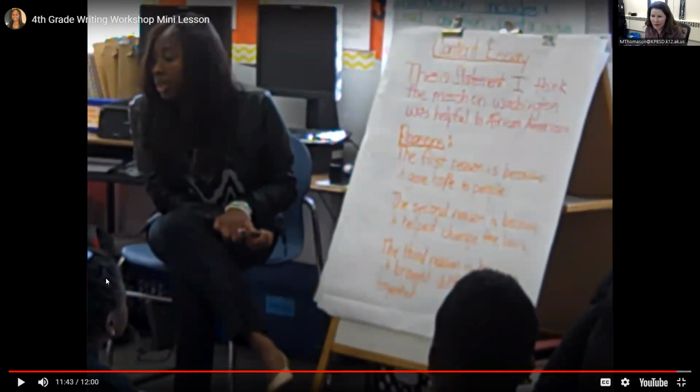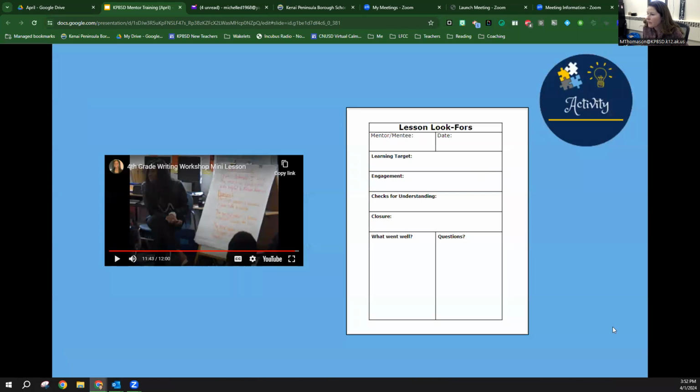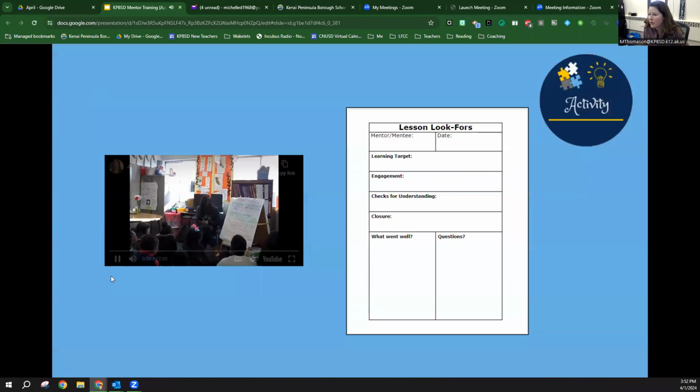And her closing was simply reinstating what she wanted them to know, be able to do by the end of that lesson. What should that thesis statement look like, and how do the reasons connect to that thesis statement? So again, she just reinstated the learning before she sent them off to work independently.